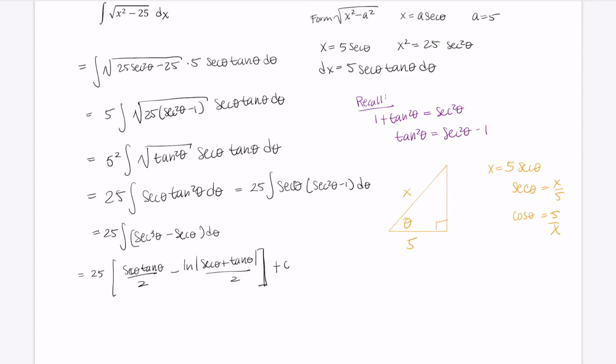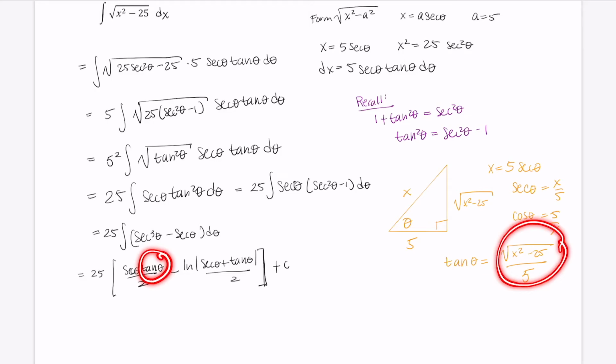I'm missing this tall side, this side here. I'm missing this side of this right triangle, and I need that side because I want to back substitute tangent, and tangent is opposite, which is missing. So let's figure that out. Using the Pythagorean theorem, you end up with the square root of x squared minus 25 here. Using that, I see that tangent of theta is equal to the square root of x squared minus 25 divided by 5. So now everywhere I see a secant, I'm going to rewrite x over 5. Everywhere I see a tangent, I'm going to write the square root of x squared minus 25 over 5.